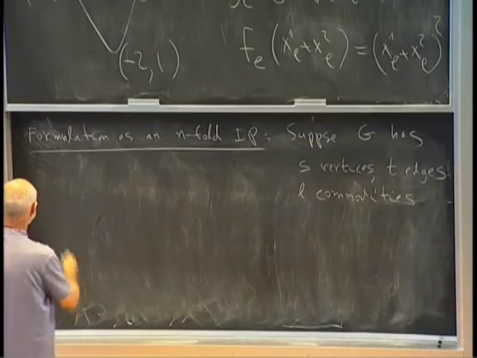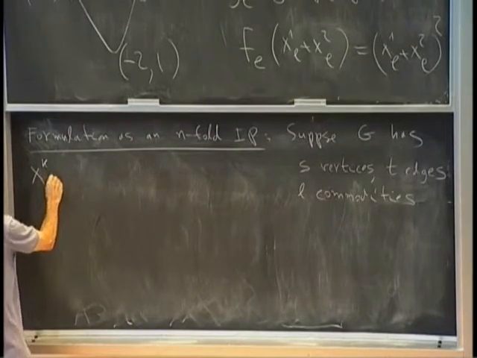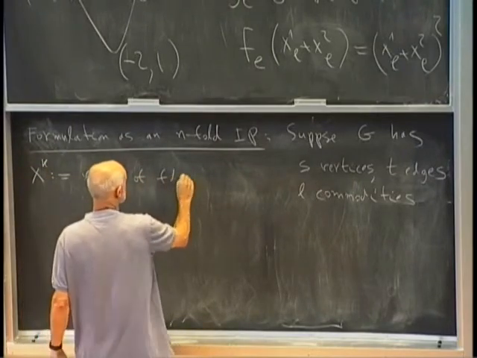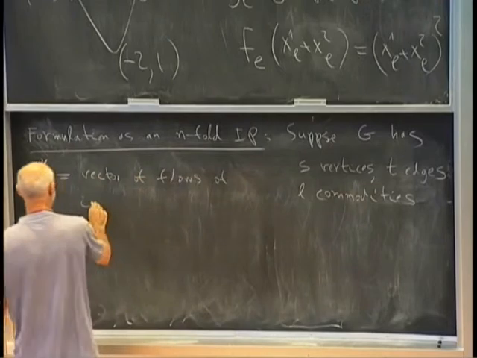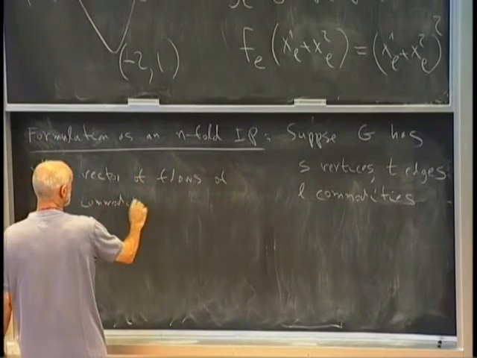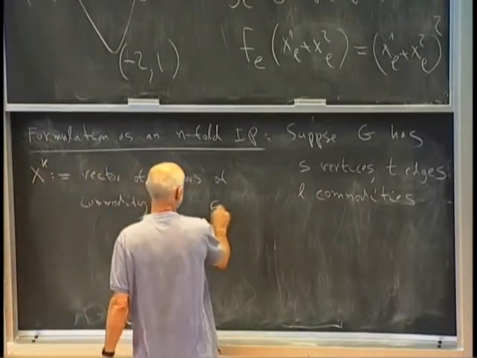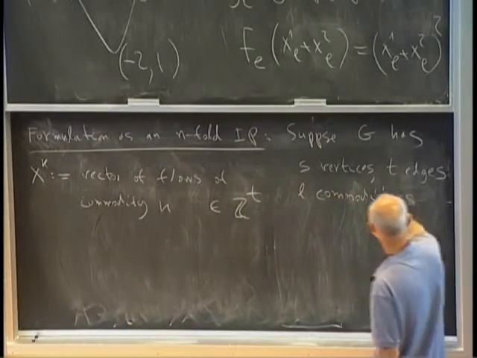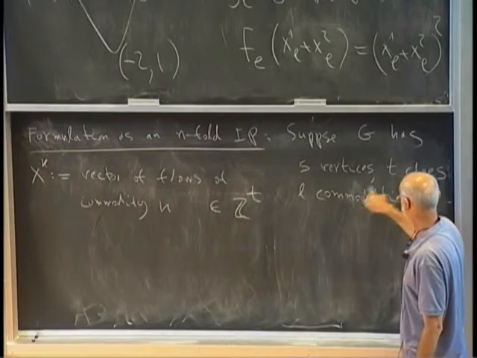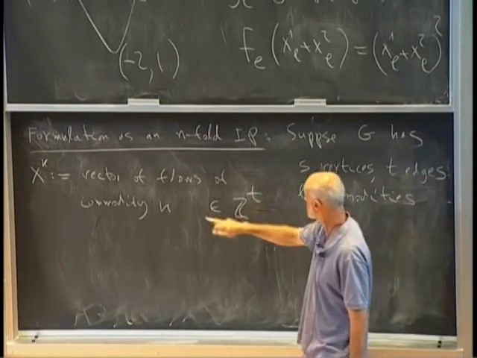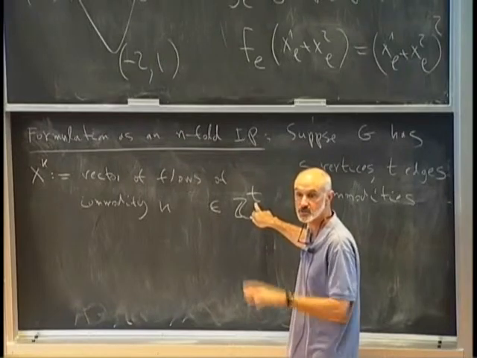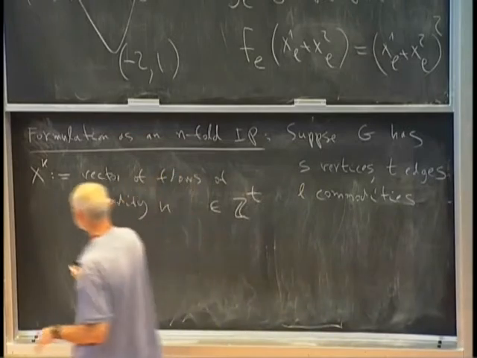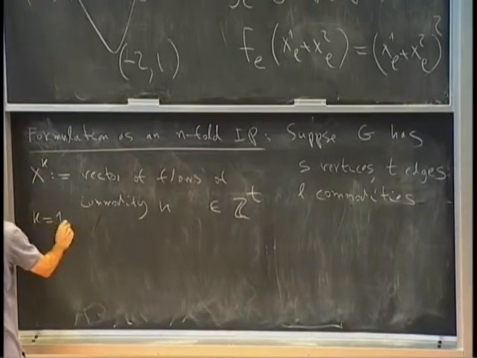Okay, so let me denote by x_k the vector of flows of commodity k. So this is a vector in Z^T. And we're going to have one of those for every commodity. So we have T edges, and for each commodity I have a vector in T dimensions which represents the flow of this commodity on all edges. Okay? This is going to be for k equals 1 through L.